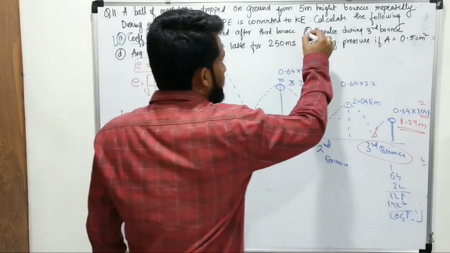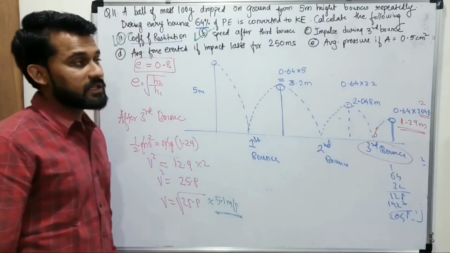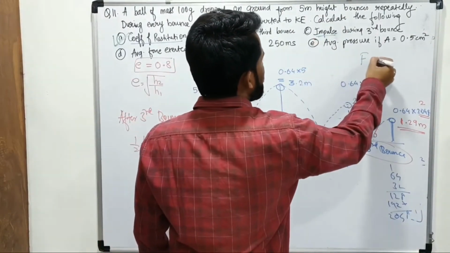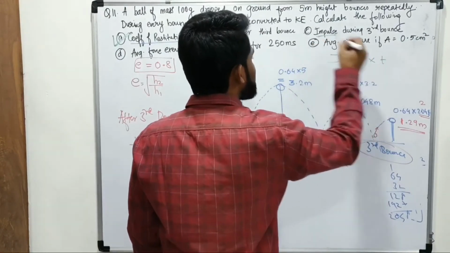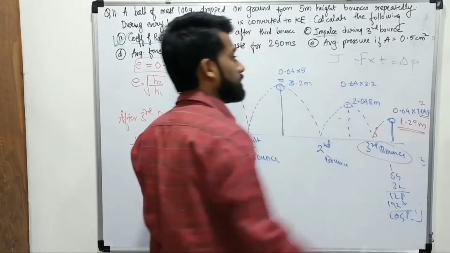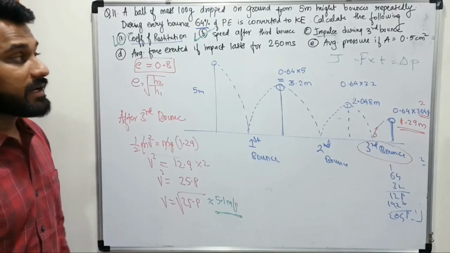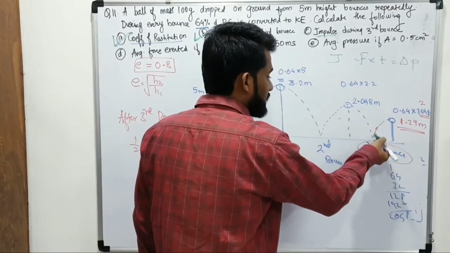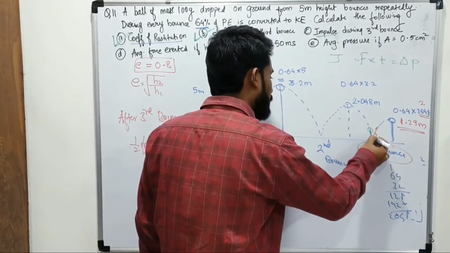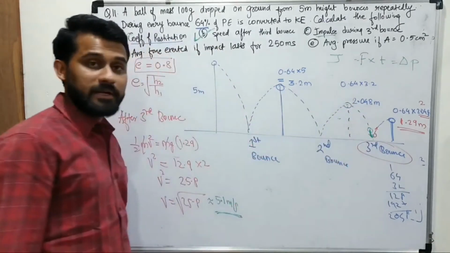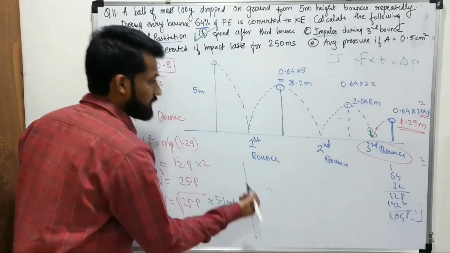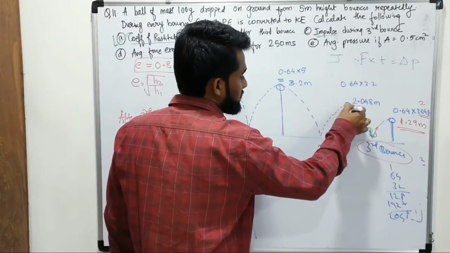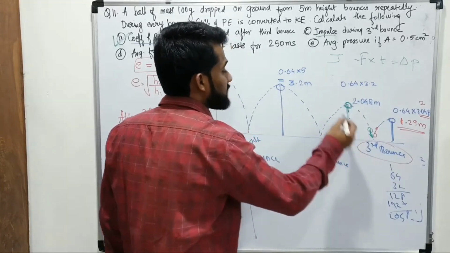The third part of this question is the impulse during the third bounce. What is the meaning of impulse? Yes, impulse is force into time, but impulse is also called the change in momentum, right? Impulse is also defined as change in momentum. So just before the third bounce, when the ball was going down, what was the momentum initially? We need to calculate that. So before the third bounce, which energy was present with the ball? It had potential energy. How much was it?